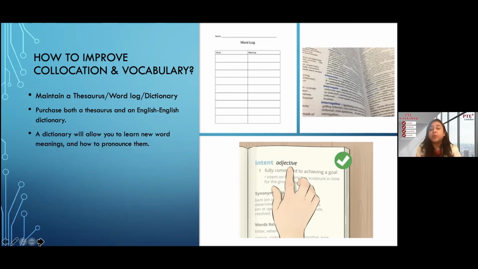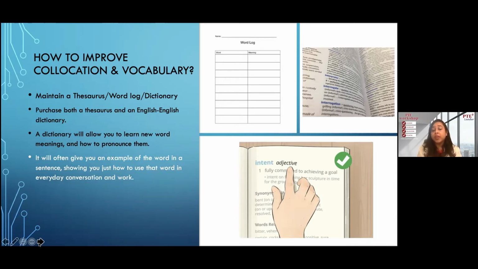So what is the difference between a dictionary and a thesaurus? A dictionary is a book which gives you the meaning of a new word and also the pronunciation. How do you pronounce a very specific word? It will also give you an example of the word in a sentence, showing how you use that word in everyday conversation and work. So in a dictionary, you see a new word, they will give you the meaning of that new word, the pronunciation, and also some example sentences.